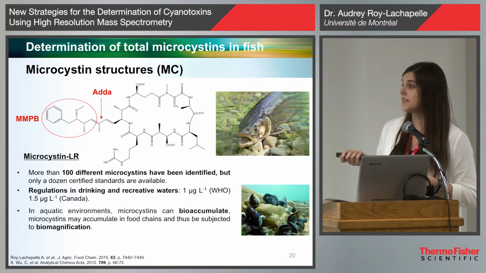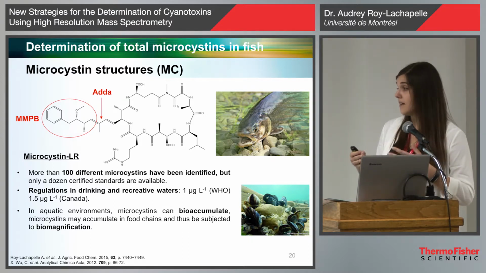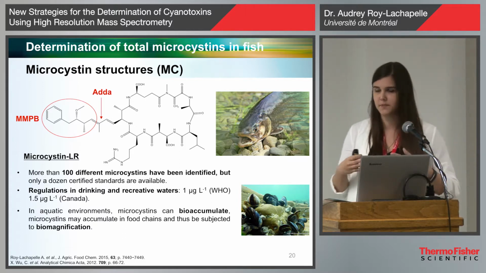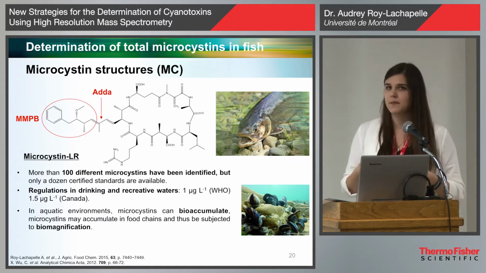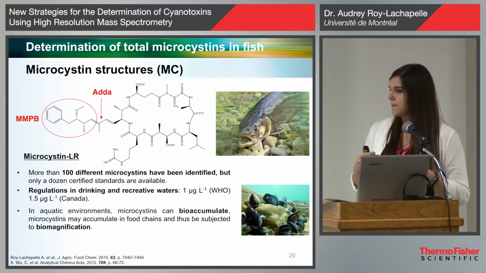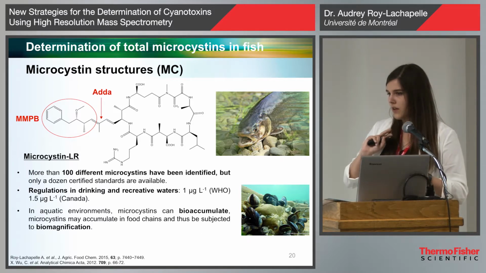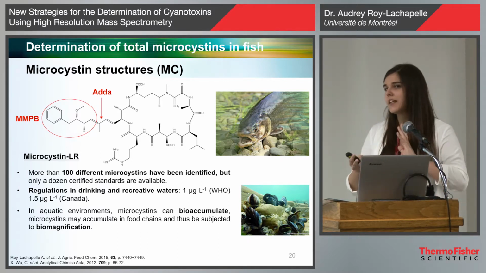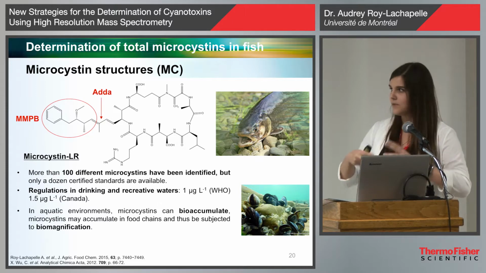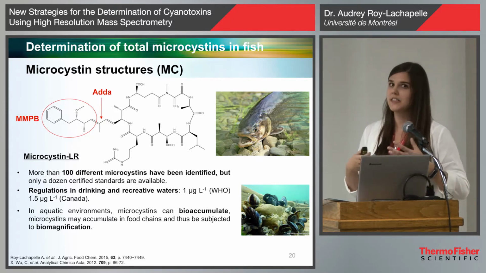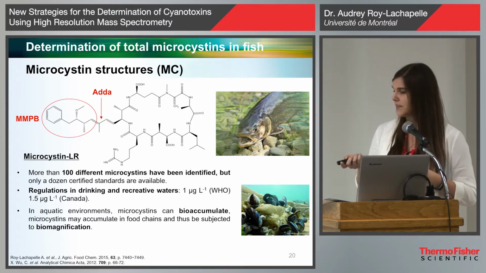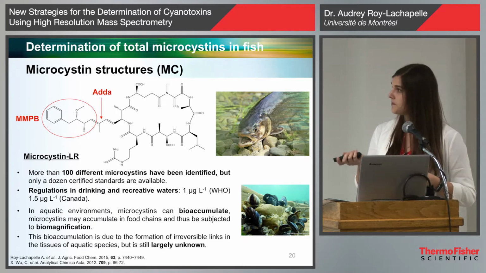Also, the microcystins tend to bioaccumulate in fish tissue or animal tissue, which is problematic because an irreversible link is formed within the tissue, and it's really difficult to extract the microcystins from the tissue.